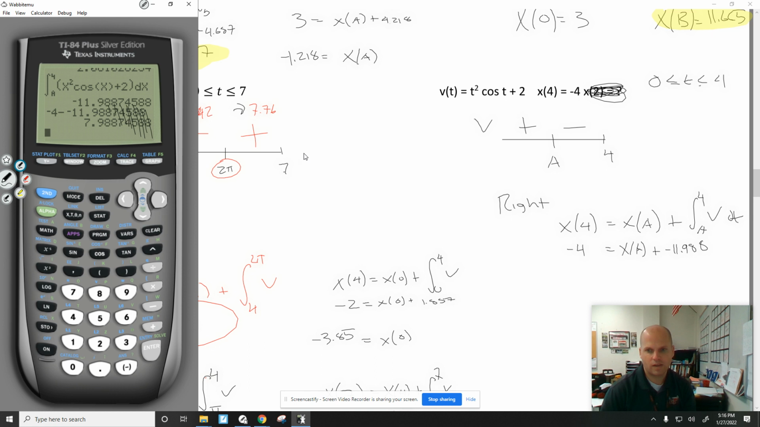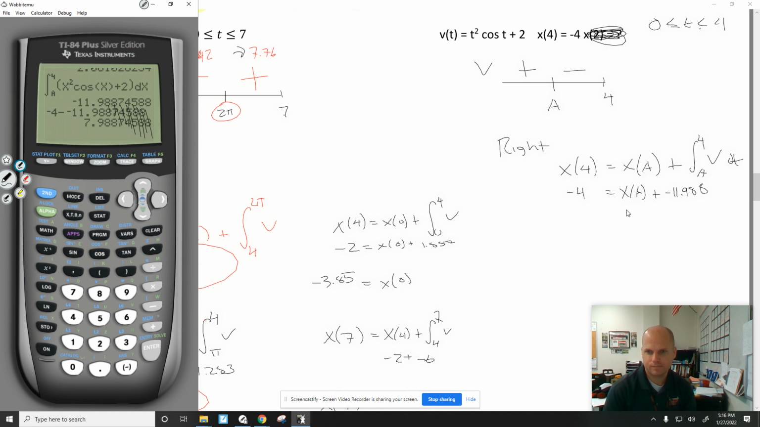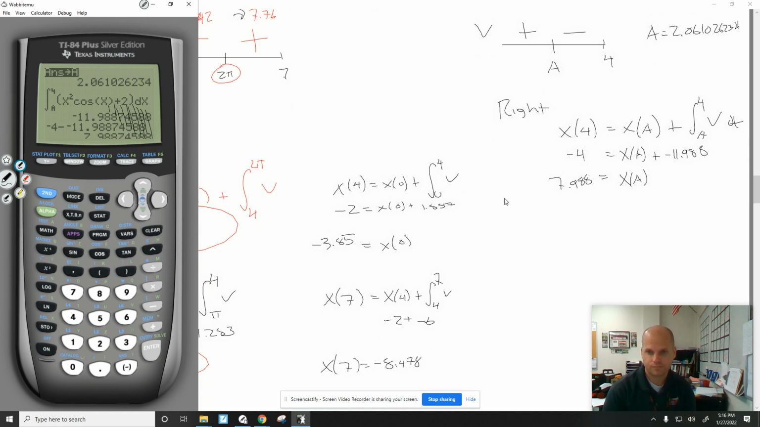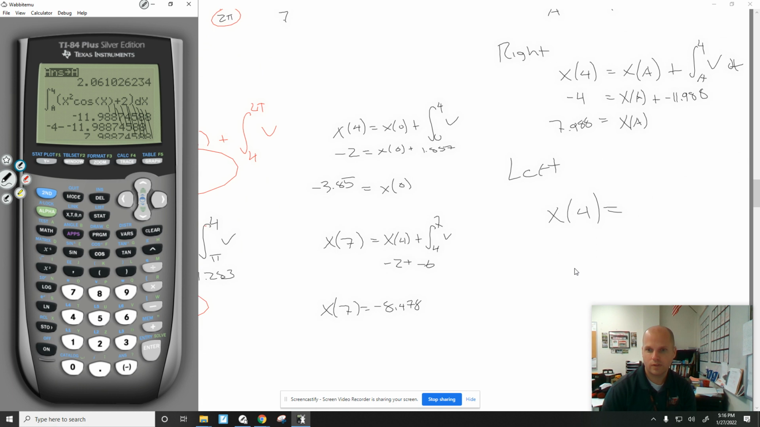Okay, 7.988. I should have listed off what A is equal to. 2.0610, 26234. Okay. And then furthest left is going to be at my endpoint, X of 4. X of 4 is negative 4. I win. I can easily check X of 0 though.